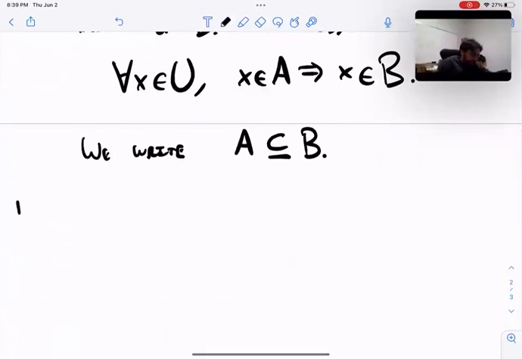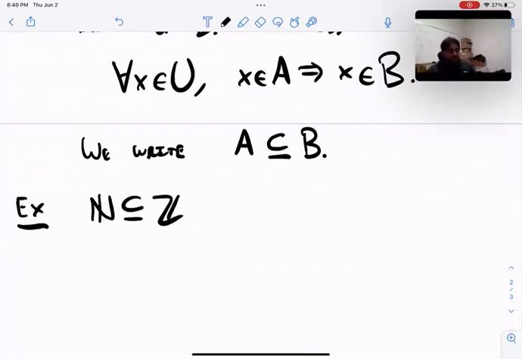And just to show a short example of the kind of things you would write using subset, you could say the natural numbers are a subset of the integers. Why? Well, because every element of the natural numbers, say 3, for example, is an element of the integers.